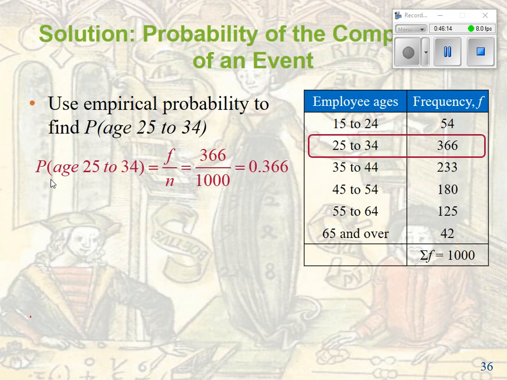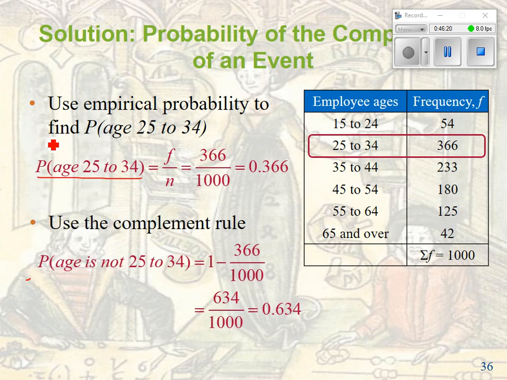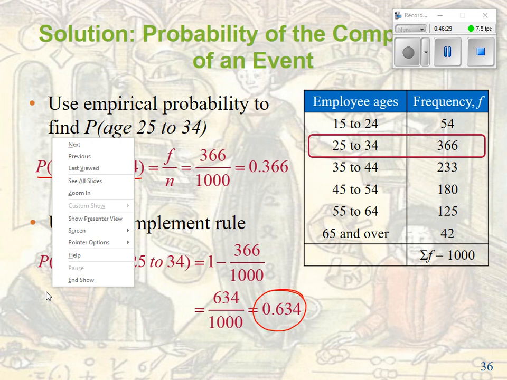And if I do all that math, it comes out something like this. So the probability that they are between that age is that, and then we just subtract that from 1, and we get this number. So about 63% of the people are not between 25 and 34.